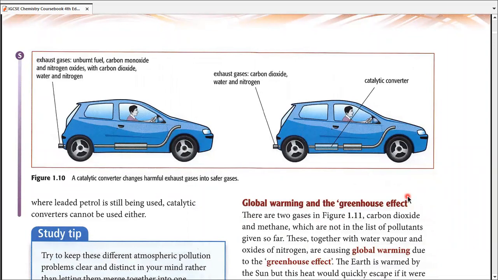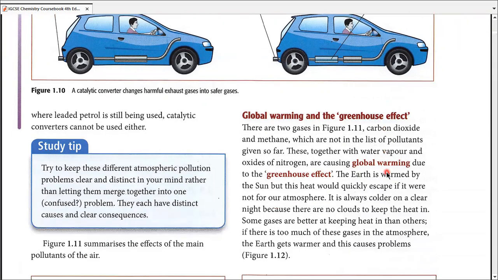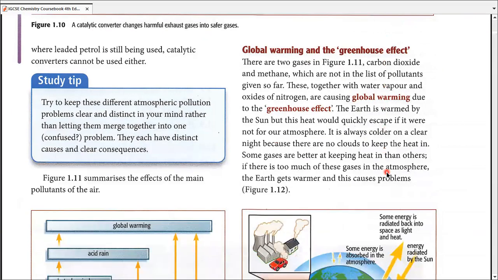Clear enough? Yes, sir. And then on the next page of the same chapter, chapter 1, where we were at, we have a big diagram explaining how harmful or less harmful gases, in comparison, are released out of the exhaust fumes if and if not we are using a catalytic converter. Comparison. Clear enough? Yes, sir. Any questions before we move forward?